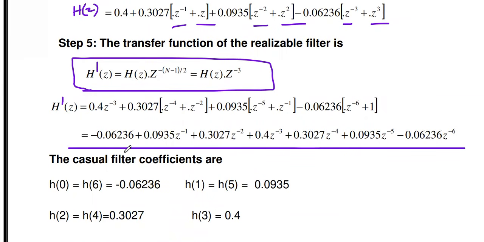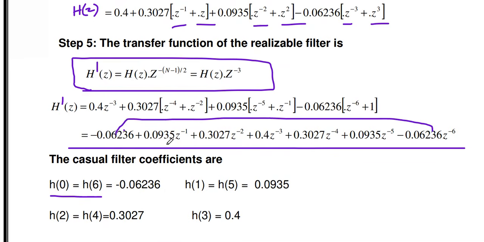From that we have to write the filter coefficients, h of 0 to h of 6. You see, h of 0 and h of 6 become equal. Similarly, h of 1 and h of 5 are equal, and h of 2 and h of 4 become equal. So h of 0 and h of 6 are minus 0.06236. h of 1 and h of 5 are 0.0935. h of 2 and h of 4 are 0.3027. h of 3 is 0.4. So we calculated the causal filter coefficients.